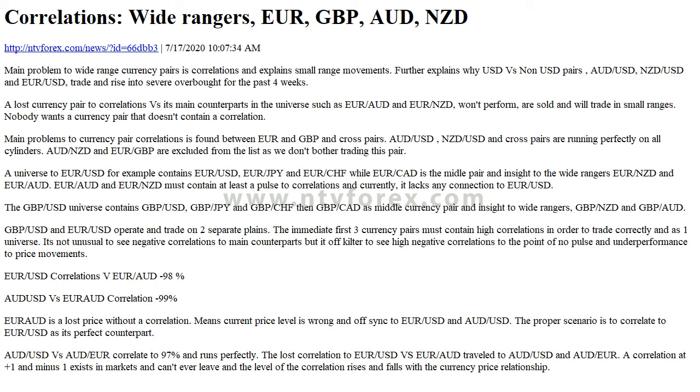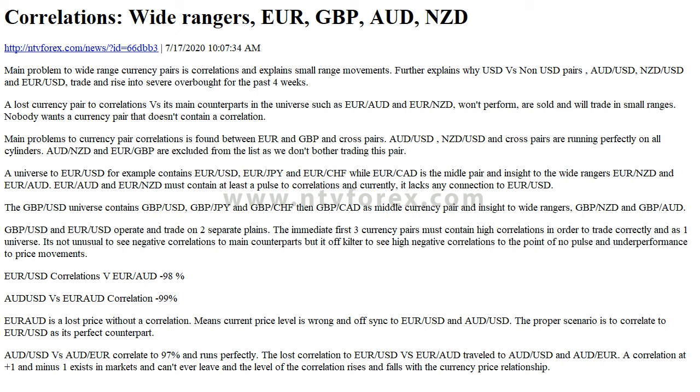7/17/2020 10:07:34 am. The main problem with wide range currency pairs is correlations, and this explains small range movements. It further explains why USD versus non-USD pairs, AUD-USD, NZD-USD, and EUR-USD, have traded and risen into severe overbought for the past 4 weeks. A lost currency pair to correlations versus its main counterparts in the universe, such as EUR-AUD and EUR-NZD, are oversold and will trade in small ranges. Nobody wants a currency pair that doesn't contain a correlation.